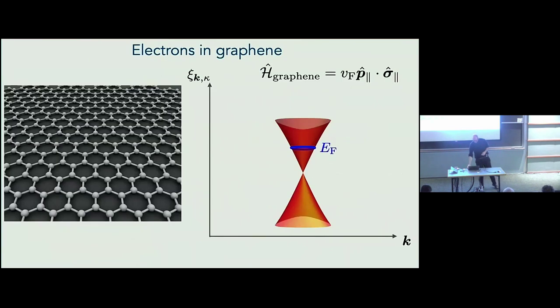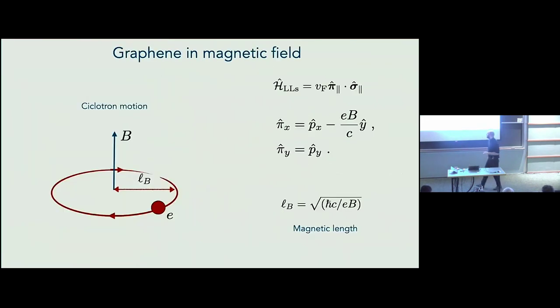Okay, and then we put it in graphene, and we couple graphene with a magnetic field such that electrons go in circular motion, and the length is given by the magnetic length.